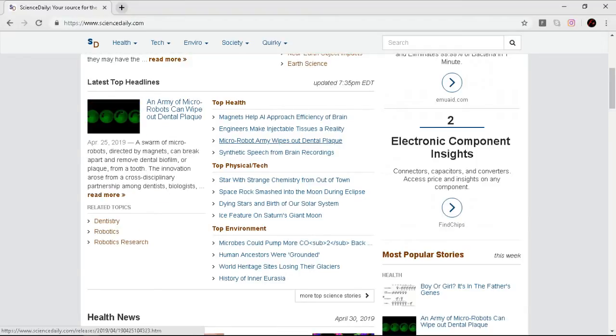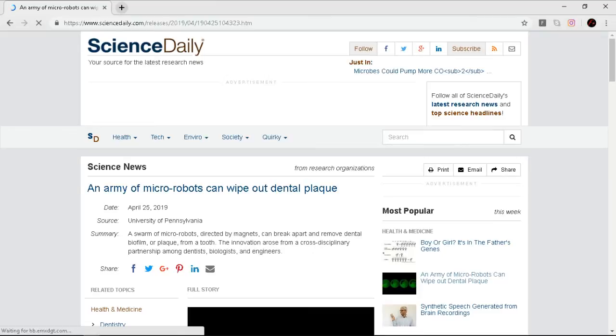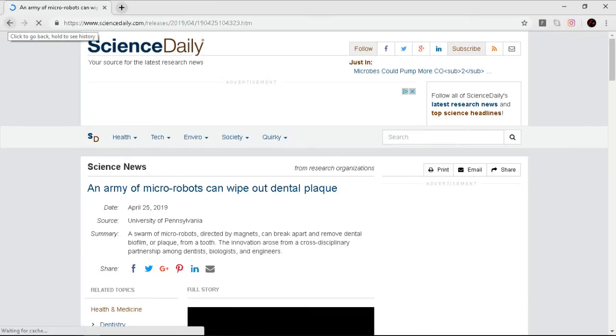Micro robot army wipes out dental plaque. A swarm of micro robots directed by magnets can break apart and remove dental biofilm or plaque from a tooth. The innovation arose from a cross-disciplinary partnership among dentists, biologists, and, who would do that? I gotta find out. Engineers. I should have done that.